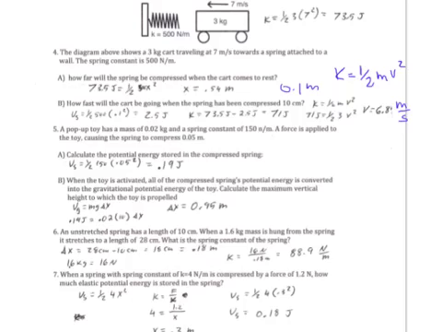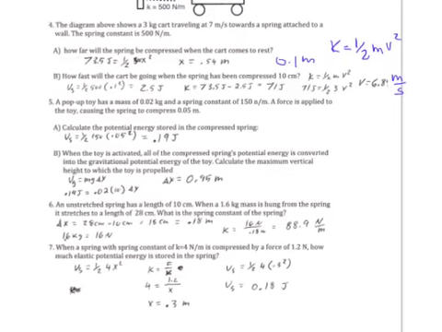And then I also have to say, well, I can't use kilograms, I need newtons, so I'm going to find the mg of it, so 1.6 kilograms gives me a weight of 16 newtons. So now I just have to say, you know what? 16 newtons stretches it 0.18 meters, so therefore the spring constant is 88.9 newtons per meter.